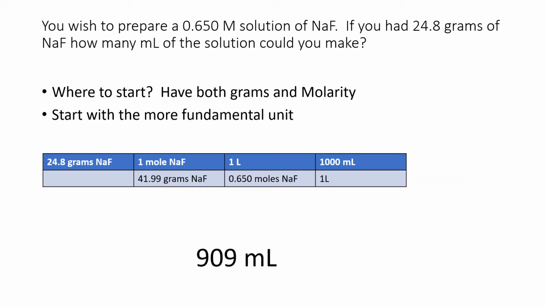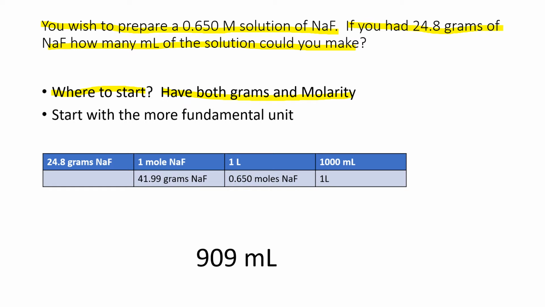This first one is a very basic thing that you need to do anytime you're in a laboratory setting. You need a 0.65 molar solution of NaF. If you only had 24.8 grams of NaF, how many milliliters of that solution could you actually make for that? So sometimes for these solution problems, there's a little bit of an issue of where do you start at? You actually have two given pieces of information here. You have both the grams and the molarity.